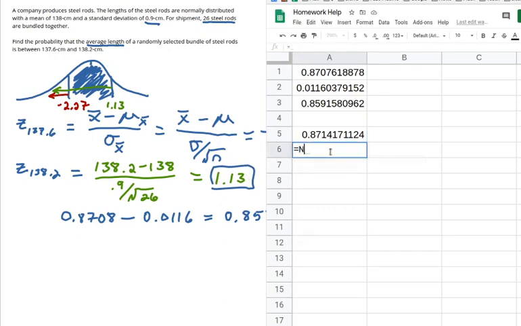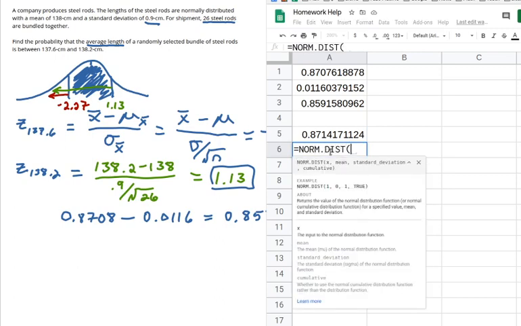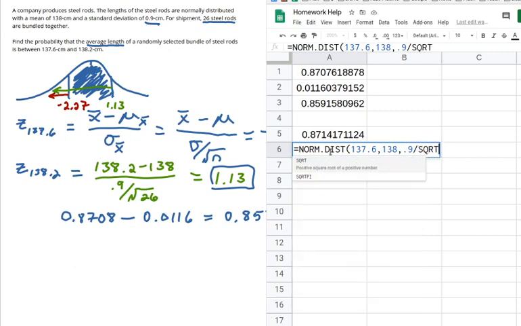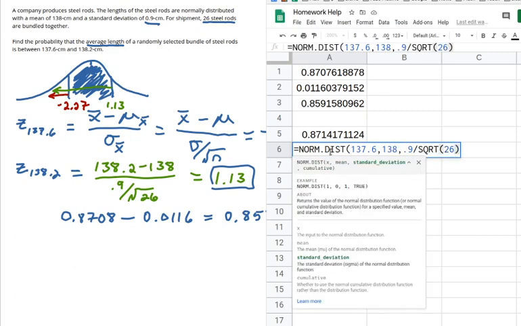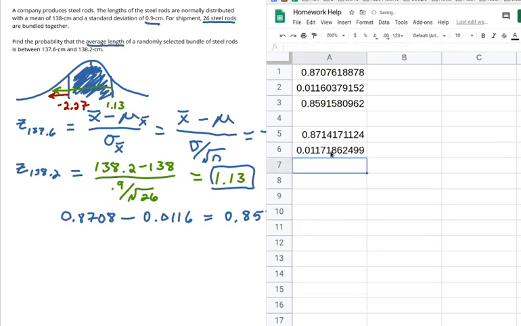And then we could do the same thing. Norm.dist for 137.6. Plug in the mean, plug in the standard deviation, and we want it to be cumulative. And subtract those.